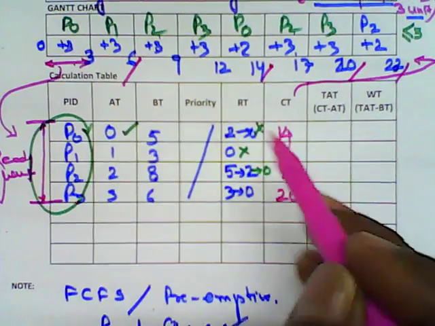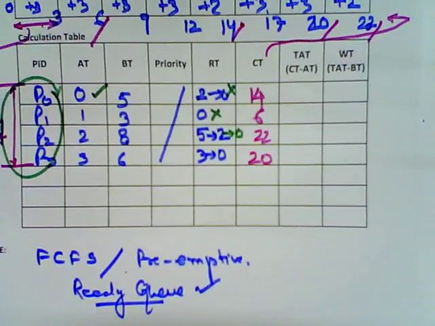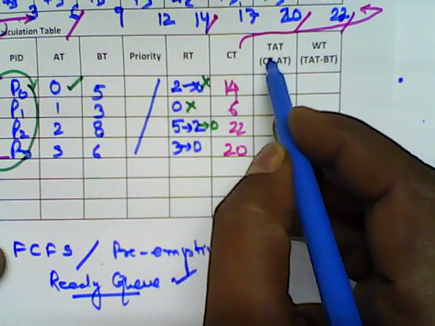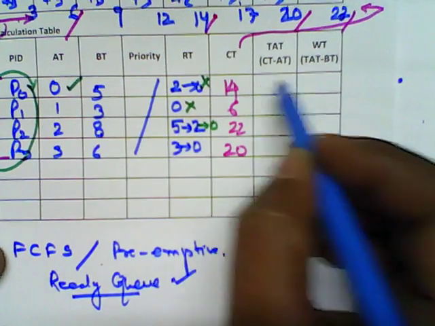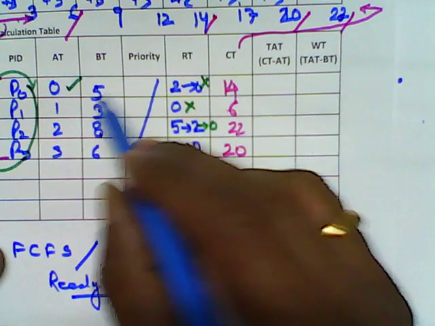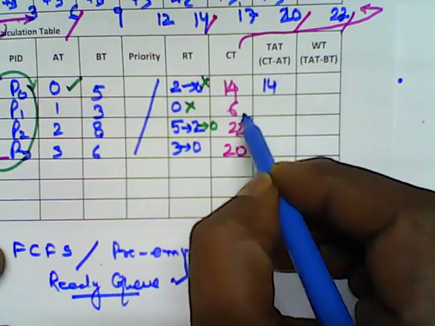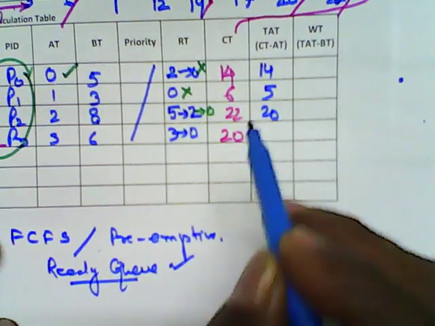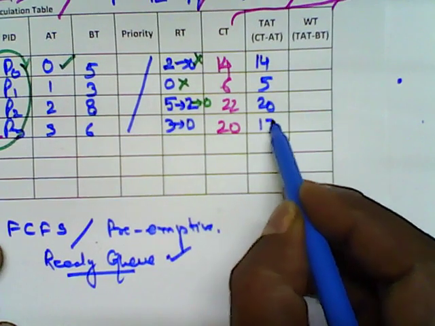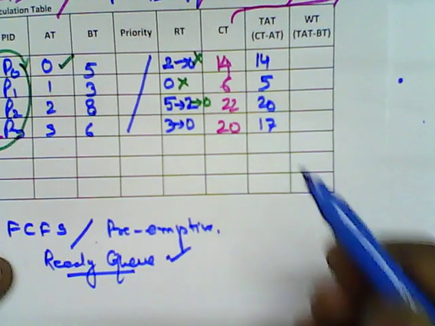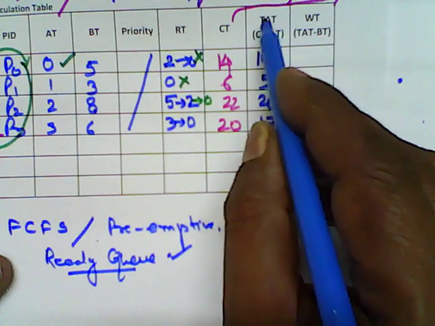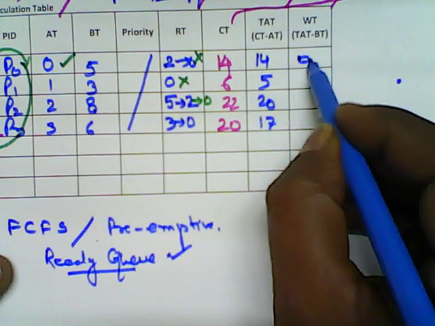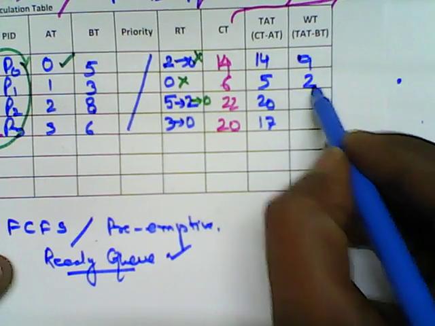Now what about the turnaround times? Turnaround time is CT minus AT. So CT is how much? 14 minus 0 is 14. 6 minus 1 is 5. 22 minus 2, 20. 20 minus 3, 17. So this is the turnaround. Waiting time is turnaround time minus burst time. So 14 minus 5 is 9. 5 minus 3, 2. 20 minus 8, 12. 17 minus 6, 11. So now what is the remaining?